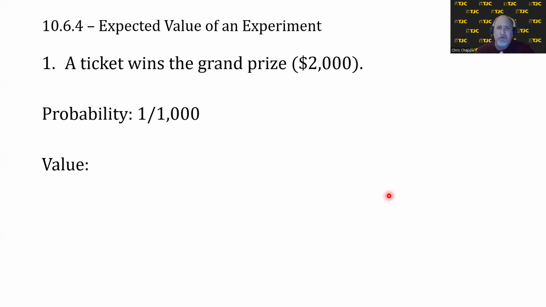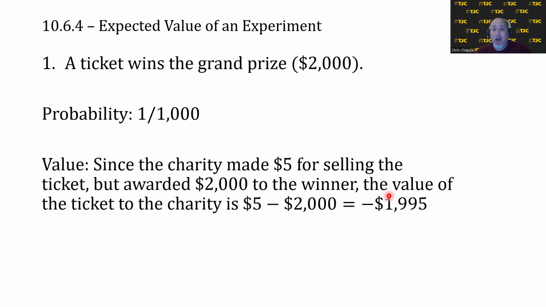We owe you $2,000. So would you say that the ticket that wins the grand prize is a positive value or a negative value for the charity? Well, since they made $5 but gave away 2,000, they're giving away way more than they got from that one ticket, so it's a negative value. Since the charity made $5 for selling the ticket, but awarded $2,000 to the winner, the value of the ticket to the charity is how much they brought in, $5, minus the $2,000 they had to give out. So the value of that ticket to the charity is negative $1,995. Of course, that's the ticket that gave away the most money.